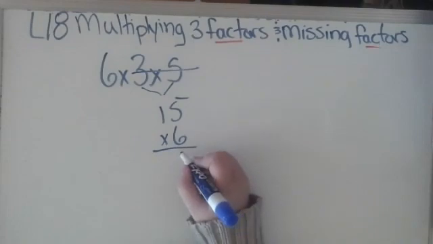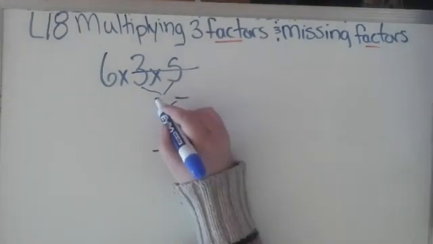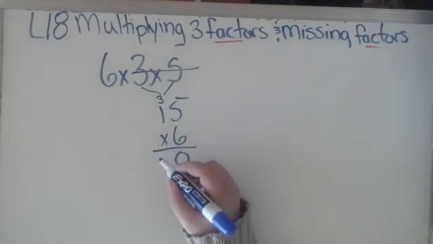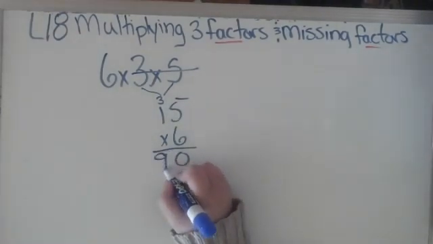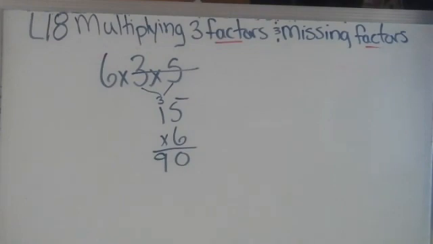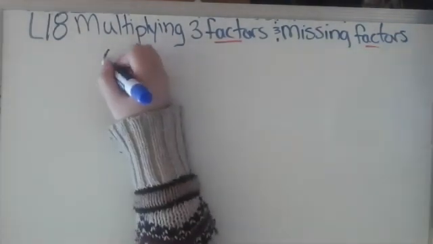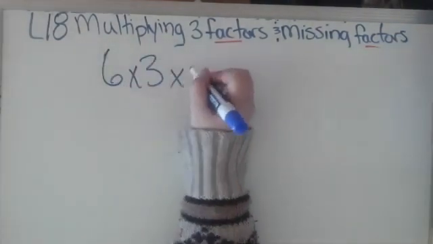6 times 5 is 30. 6 times 1 is 6, plus 3 is 90. There we are. Okay, I can do it that way. Just make sure you use all the numbers. I could have also done it. So remember our answer is 90. I could have also done it like this.